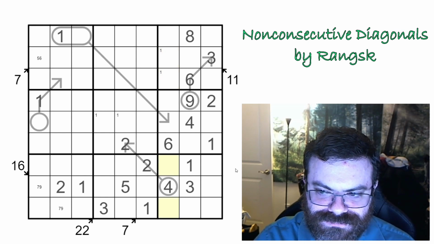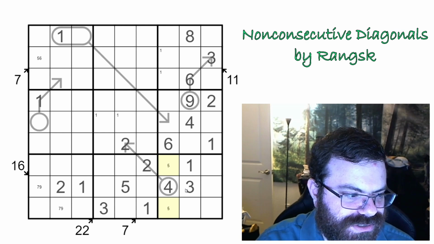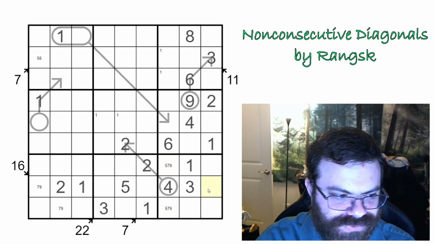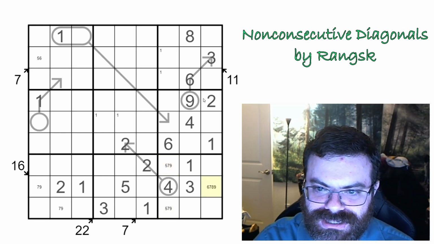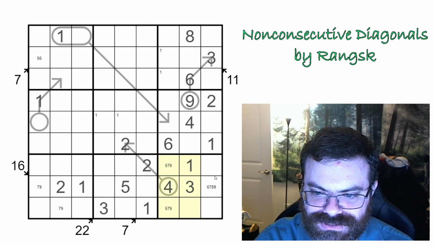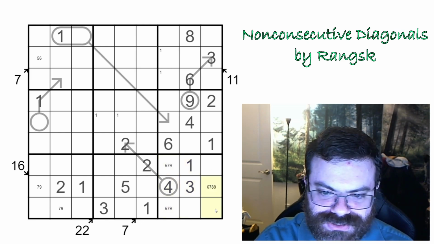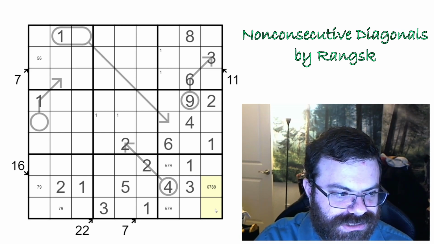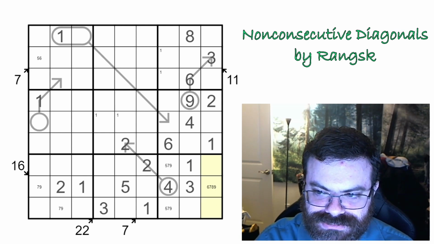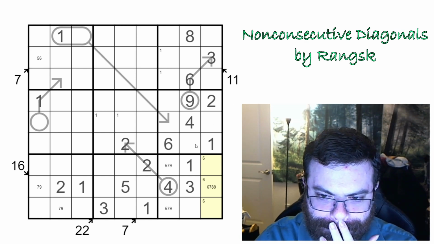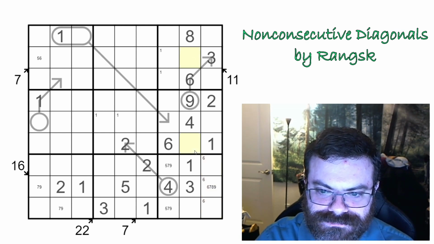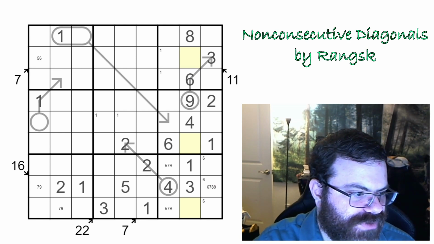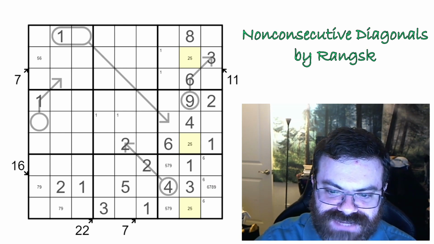And I'm just going to fill a few candidates in down here. So these are both 5, 7, 9, and this is 6, 7, 8, 9. And if we look at 6s, 6 is limited to these 3. And then for this column, the remaining digits are 2, 5, and 7.